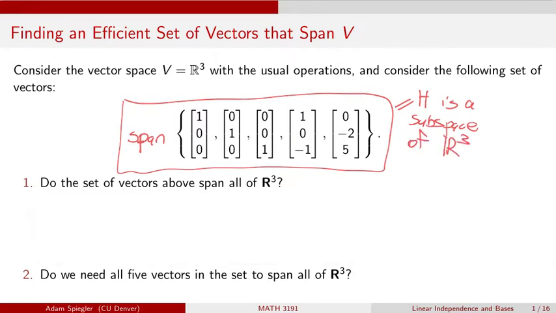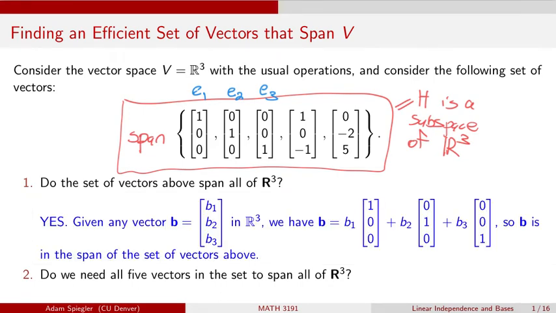So the question that we might ask is, does this set span all of R3? And secondly, do we need all of these vectors in order to span this full space? So the first question is saying, do these 5 vectors span all of R3? And notice that this set contains standard column vector E1, E2, and E3.